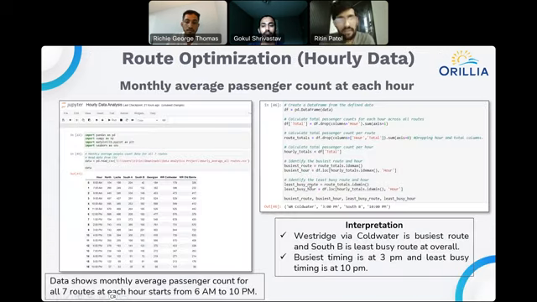Now we have done the analysis for hourly data as well. On the left side you can see the monthly average passenger count for all the routes, from 6 a.m. to 10 p.m. We ran the code to find out the busiest and least busy routes as well as times. As you can see, West Ridgeway Coldwater is busiest and South B is least busy. The busiest time is 3 p.m. and the least busy is 10 p.m.